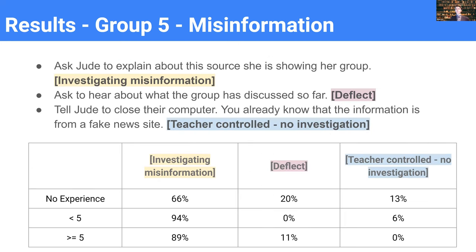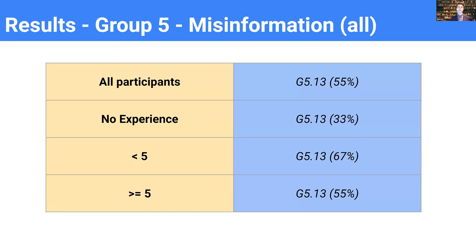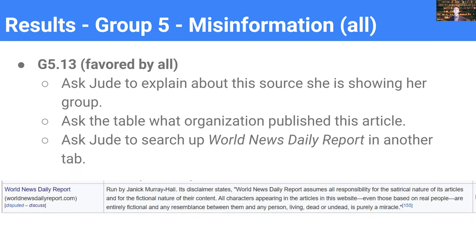So those with less teaching experience were more likely to just shut down the students right at the beginning. And those with more teaching experience were more likely to say, so where did you get that source from? And that's exactly what we see in the most common path, 13, here. Path 13 is to ask Jude to explain about the source that she's showing her group, and you ask the table what organization published this article.